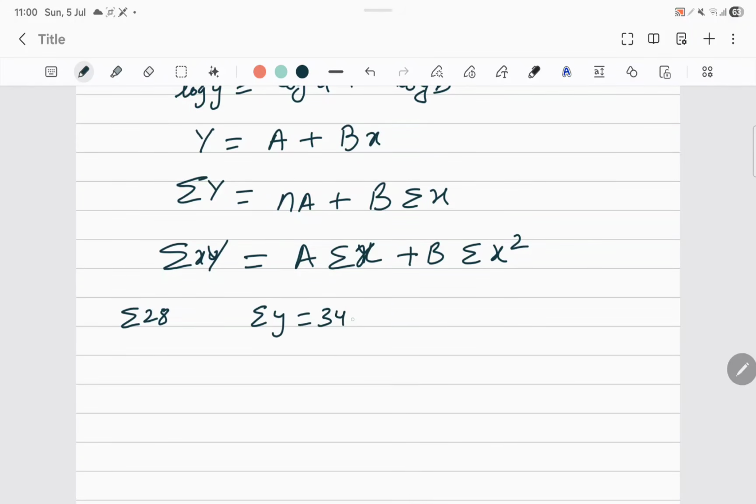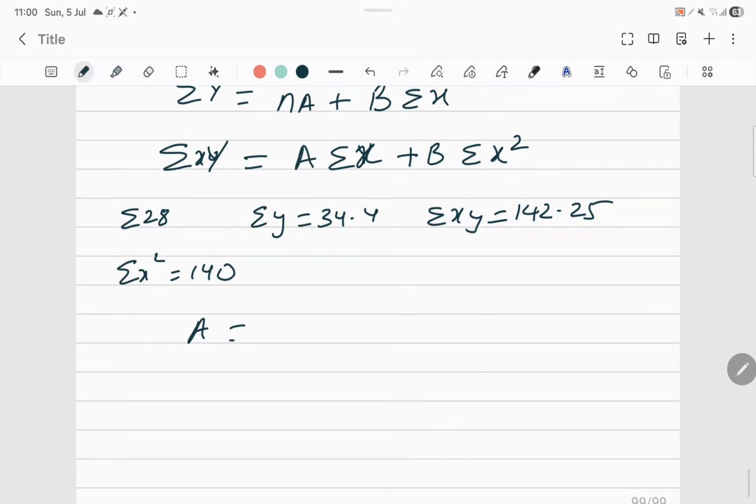Summation y is equal to 34.4. Summation xy is equal to 142.25. Summation x square is equal to 140. Right? So when you solve, you will get capital A is equal to 4.3 and capital B is equal to 0.156. And then what is the next step you should do?